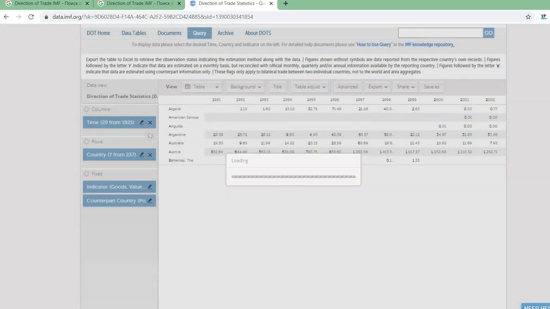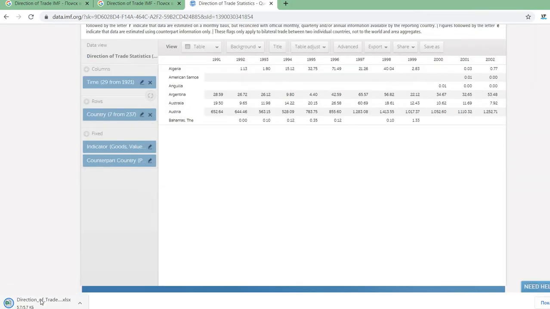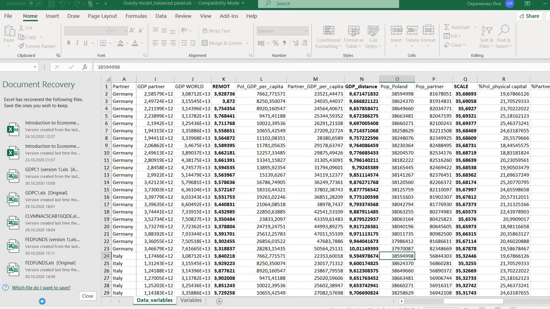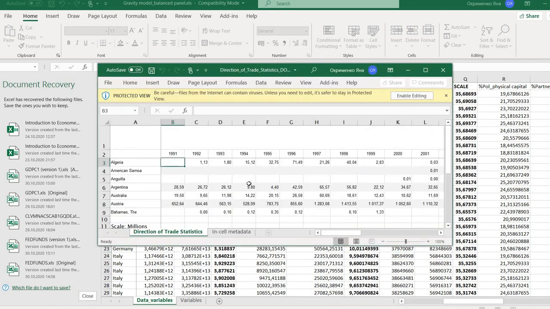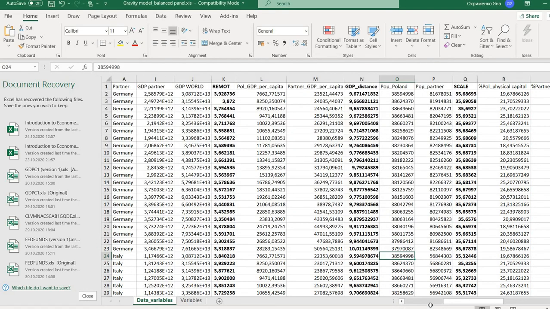Okay, so then you export. I'm not sure whether you have to. No, previously you had to register on this website. Now it's fine. Okay, ta-da! Here are the data.